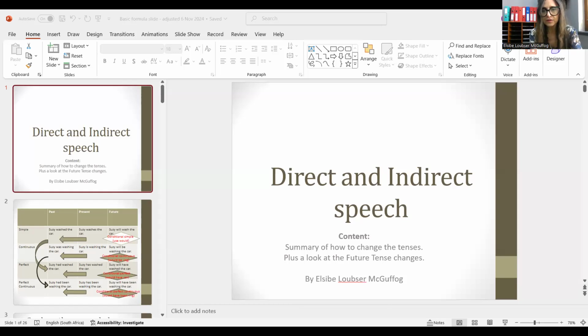This is something you're going to be asked almost every single exam, and they'll usually give you one sentence and say, put this in indirect speech. The other word that they'll use is reported speech. So you have to know those two words are interchangeable.